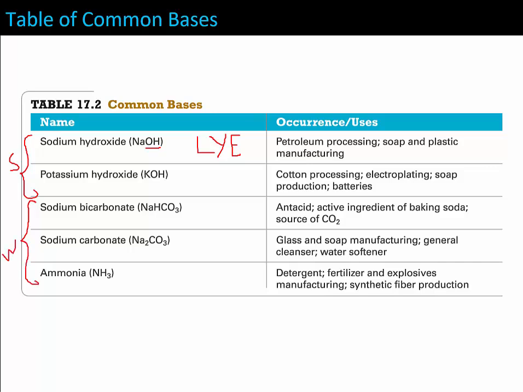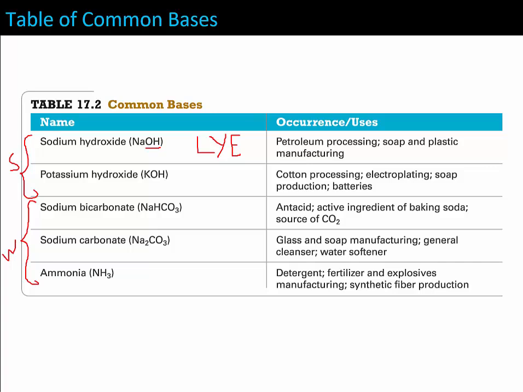So sodium bicarbonate is an antacid. It's the active ingredient in baking soda, and it's a good source of CO2. So you take baking soda and you react it with vinegar, which is an acid. Acetic acid in vinegar is going to generate CO2. That's how you do that, like the classic grade school volcano, where you take the two things, you mix them together, add a little bit of red food coloring.